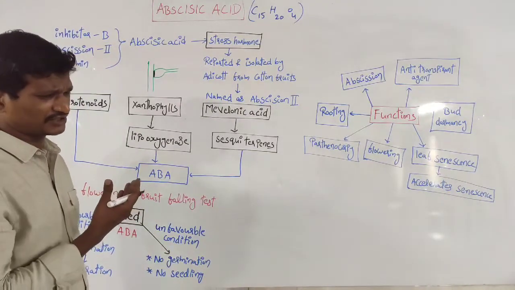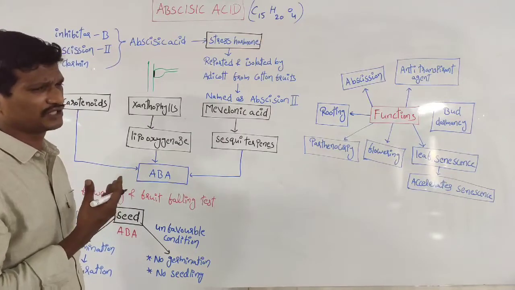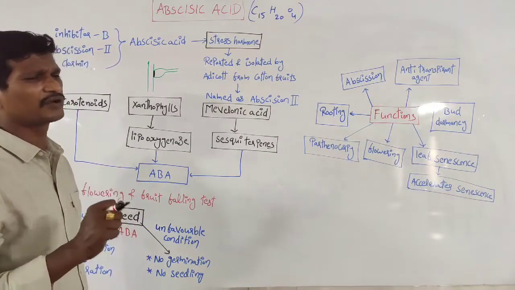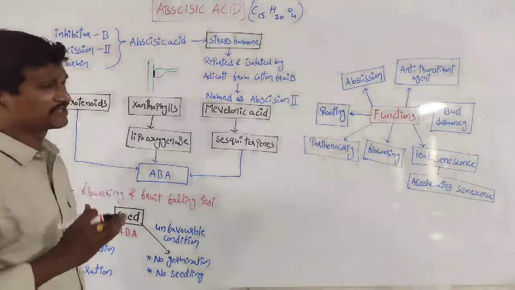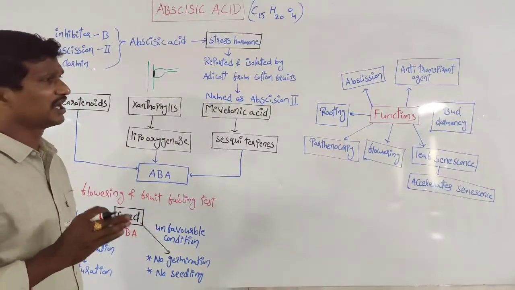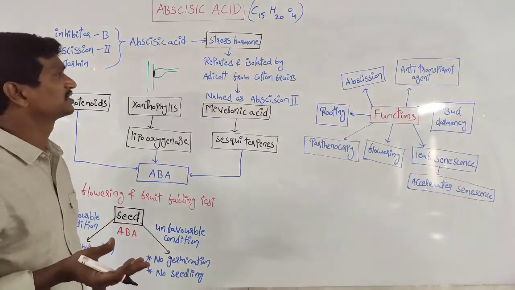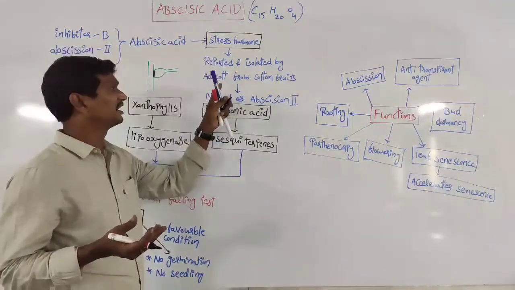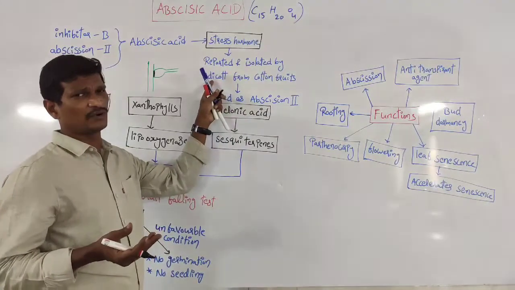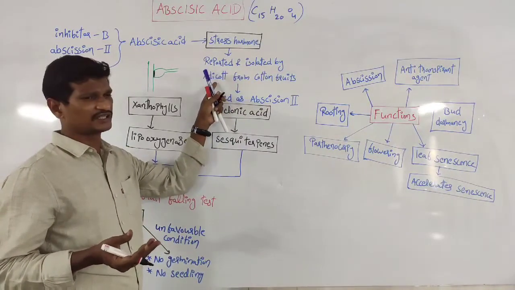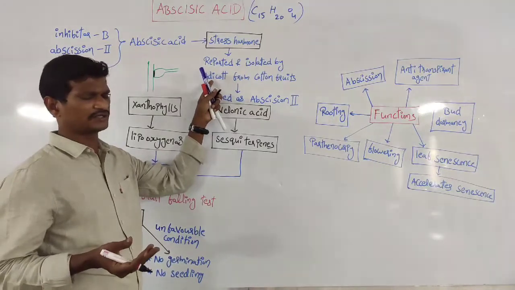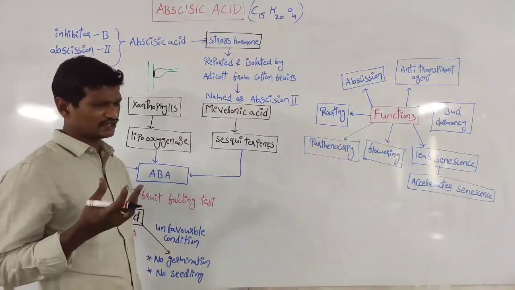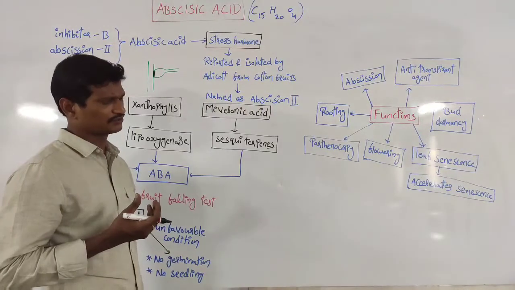That's the reason why I mentioned here the stress hormone. This is the stress hormone. During the stress conditions, during the unfavorable conditions, abscisic acid production takes place and protects the different parts of the plants. And this is reported by Addicott. Addicott is the scientist's name, right? Especially he did the research on the cotton fruits.